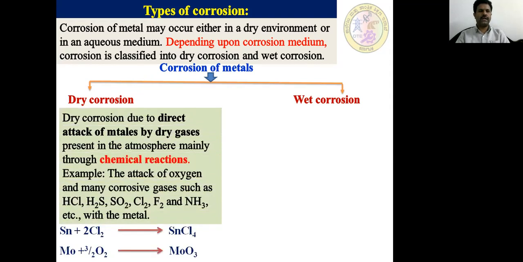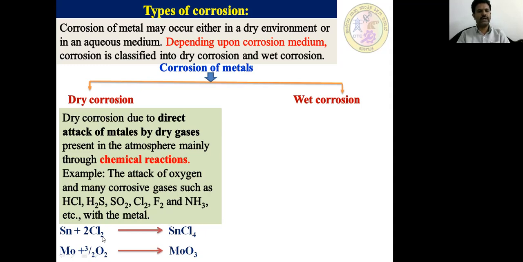So what is dry corrosion? How does it occur? Dry corrosion is due to the direct attack of metals by dry gases. Dry corrosion means there is no moisture. It is the direct attack of metal by the dry gases present in the atmosphere, mainly through chemical reactions.